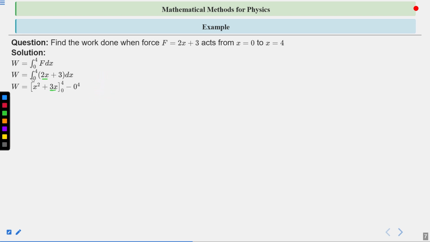So initial limit is 0 and final limit is 4. So now substitute the limit, it will be 16, 4 square is 16, plus 3 into 4, it will be 12. Now the first term is complete, minus substitute the value of x, that is 0. So after adding 16 plus 12 it is 28 joule. Joule is the unit of work done. I hope this is clear.